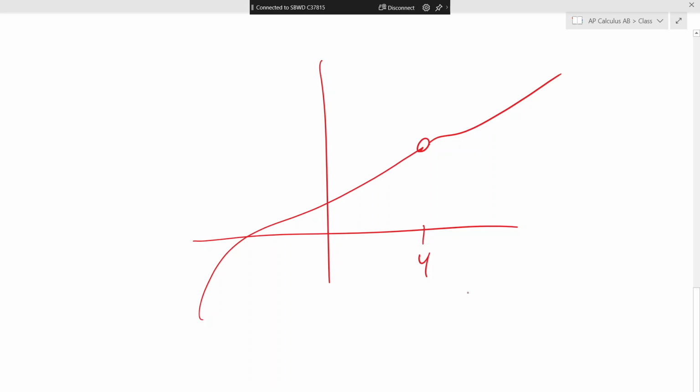OneNote is not playing nice at the current moment. It's frozen up. No fear.